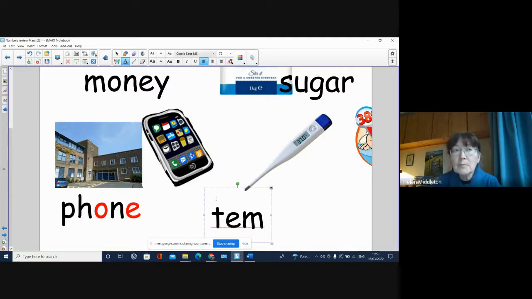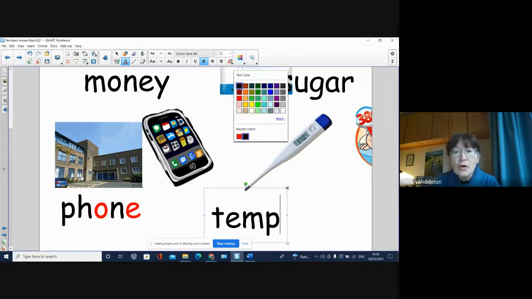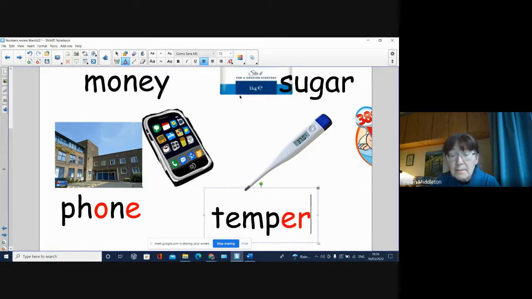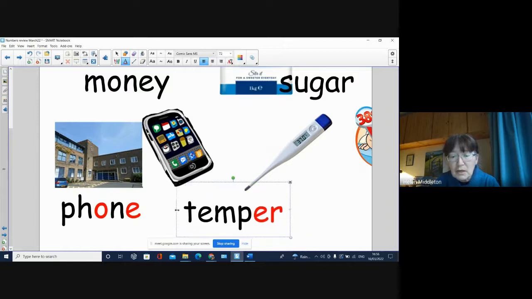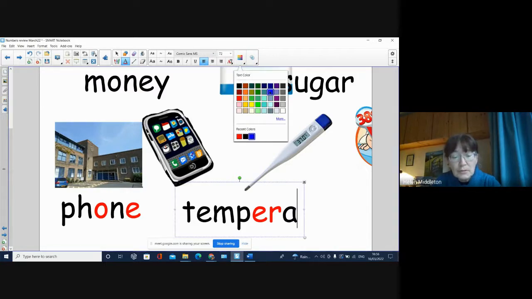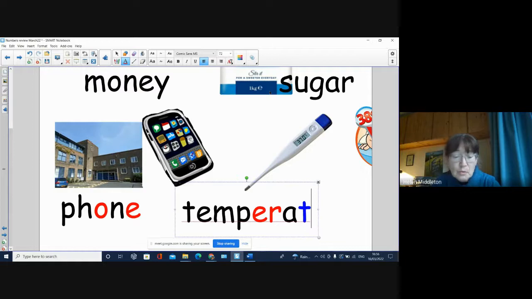Tem, per, er, two letters, one sound. Temperature, ature. Oh, it's a long word. I'll have to make it longer. Cure. This is quite hard in English. We see these letters together in words like picture, temperature.